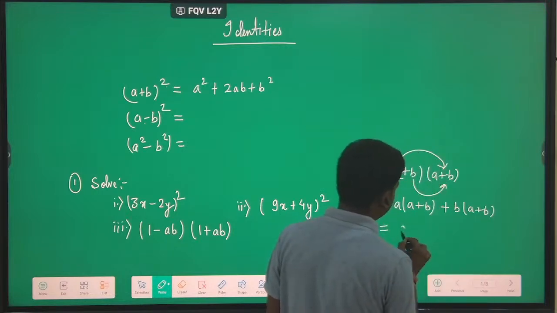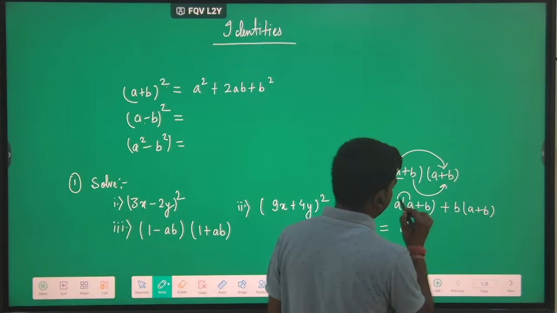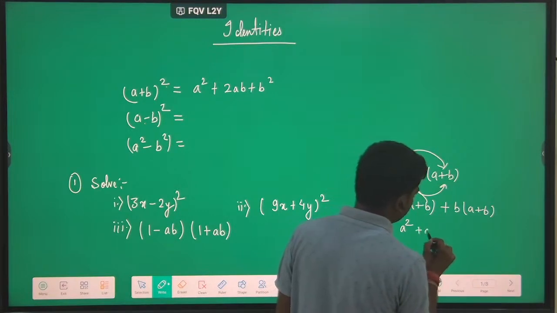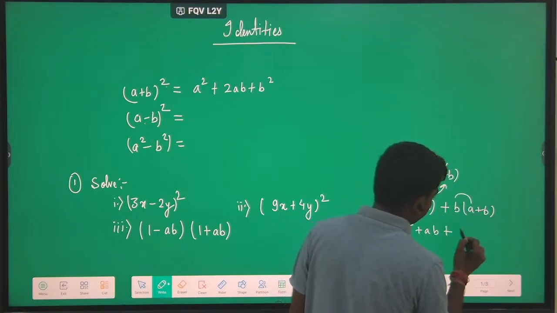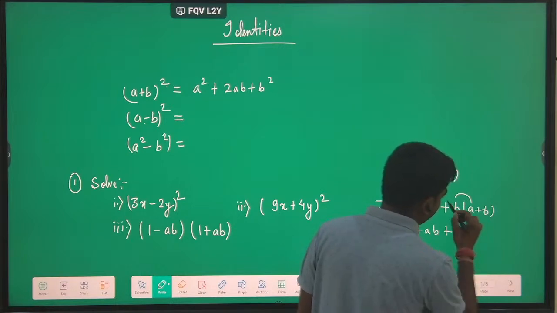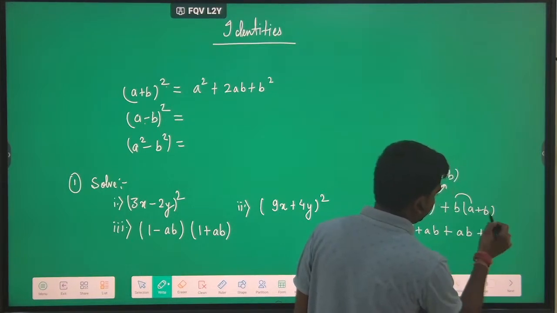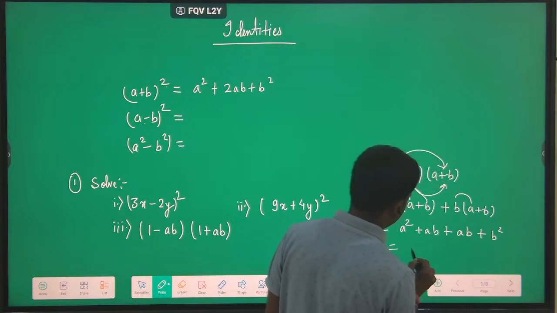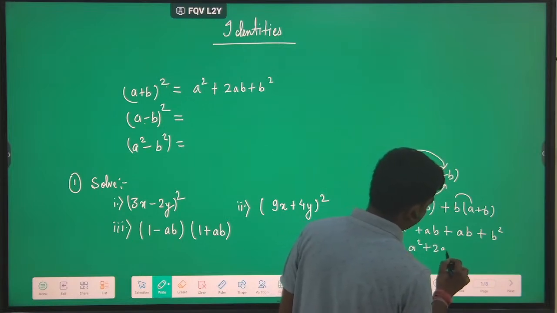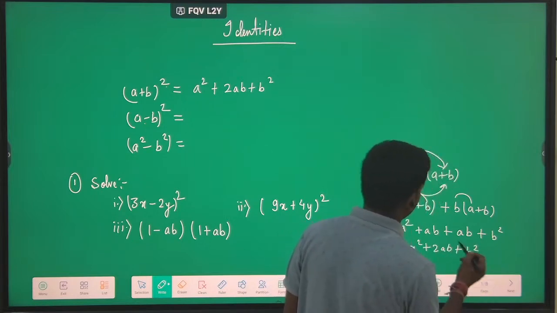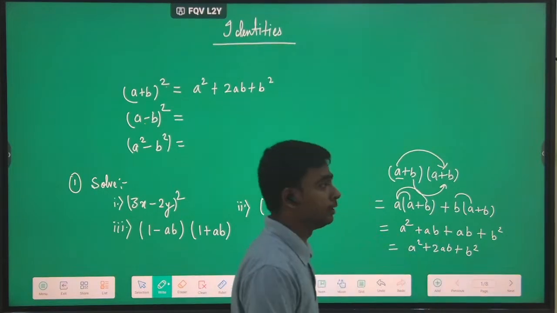We will get a into a, a square, and a into b, ab, that means plus ab, plus b into a is ab again, plus into plus is plus, b into b is b square. So we get a square plus 2ab plus b square for a plus b whole square.